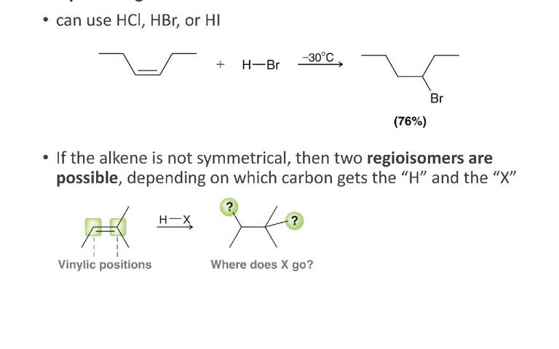But if the alkene is not symmetrical, then we're going to get 2 different regioisomers, right? One where the hydrogen adds to the more substituted carbon, and one where the hydrogen adds to the less substituted carbon. And so the question is, where does the hydrogen and where does the halogen go?